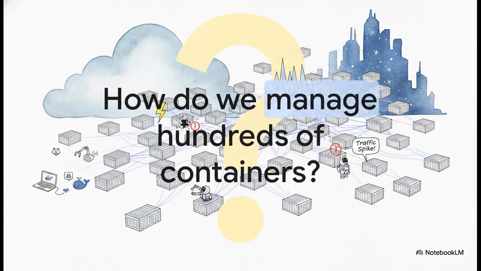So Docker is fantastic, right? You could run an app in a container on your laptop super easily. But imagine you're a massive enterprise like Amazon or Google. You aren't just running one container, you're running hundreds, maybe thousands of them. So how do we manage and scale hundreds of containers at once? What happens when web traffic randomly spikes? Or if a container just crashes in the middle of the night? You definitely can't have a human manually typing commands to restart them.